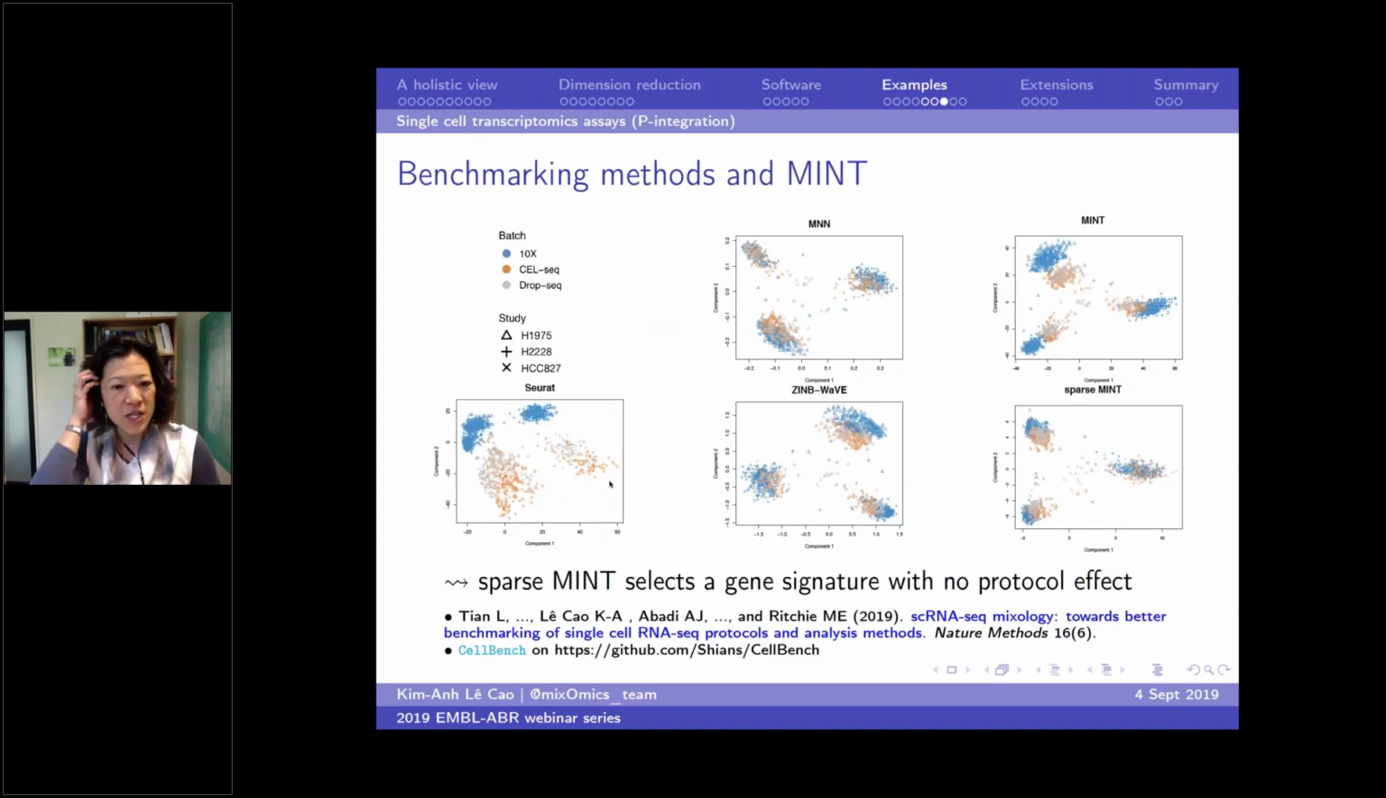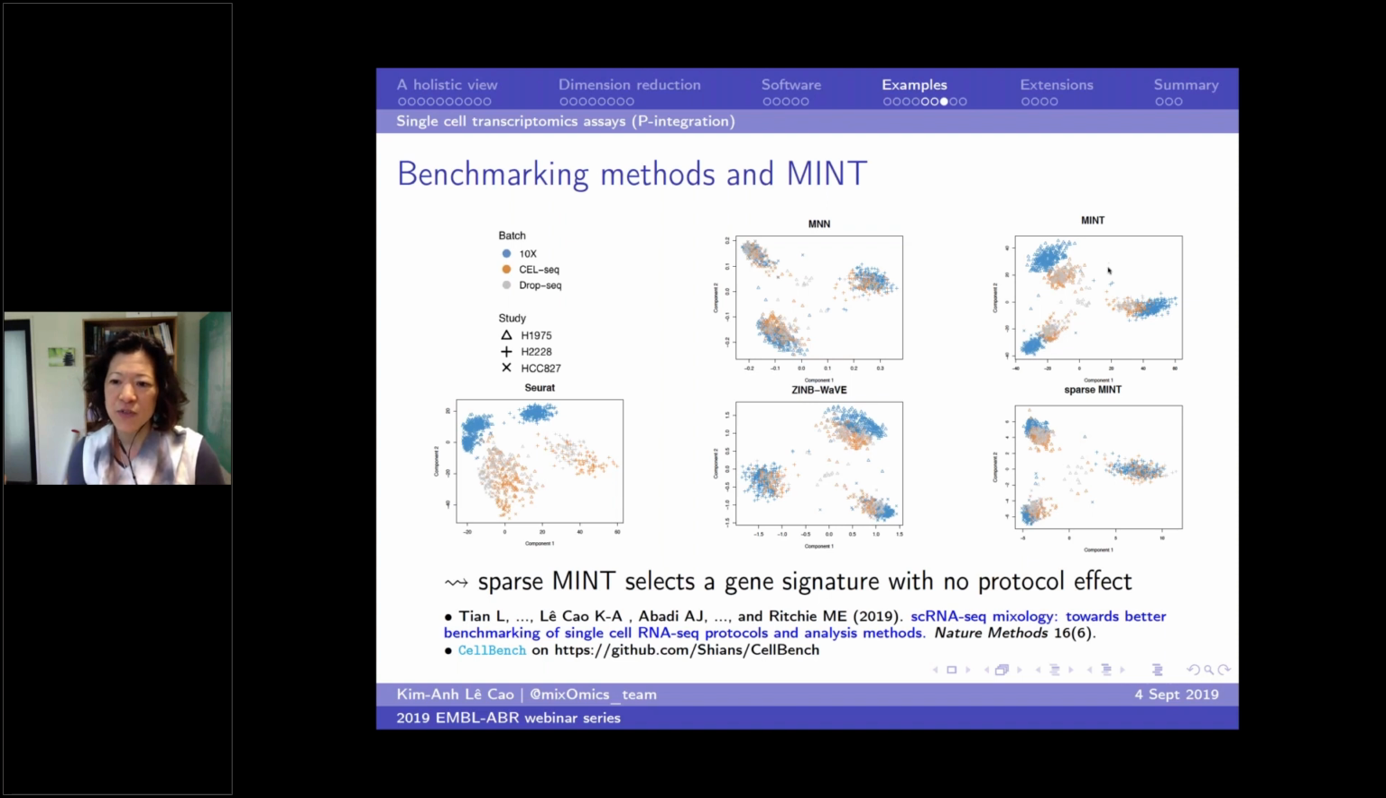Here we benchmarked different existing methods for single cell, and those are the different component plots that we obtained for each of those methods. We looked at how MINT and MINT with the sparse selection are behaving. What you would like to see in those plots is that the colors that correspond to the different protocols are all together. This is a good example where it's working really well, because it doesn't matter which isolation protocol was used, the cells from the same cell type or the same cell line are together here, as indicated by the symbol.